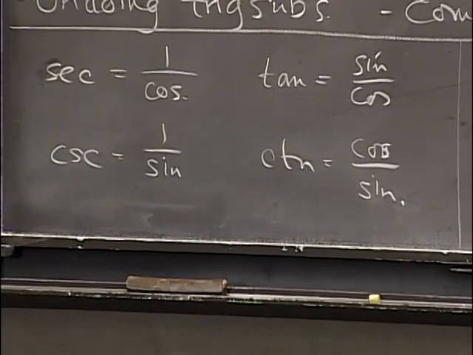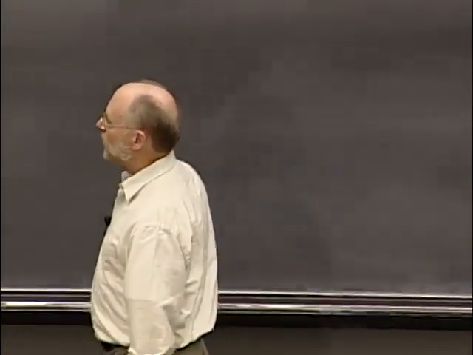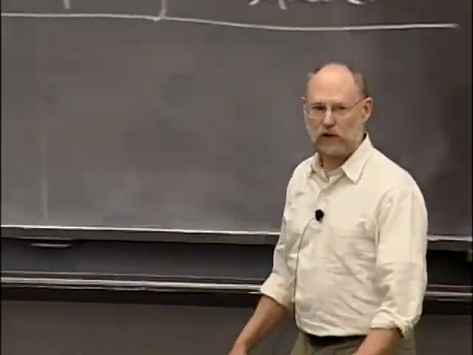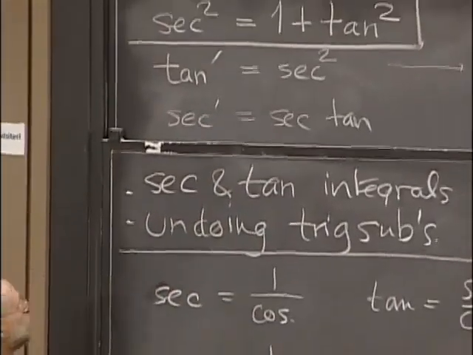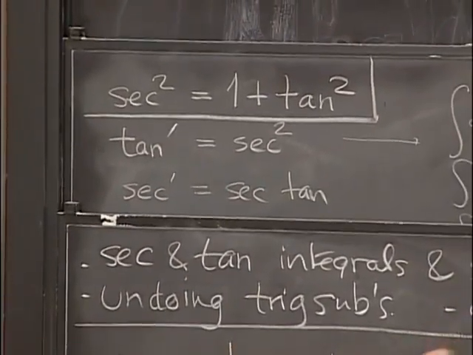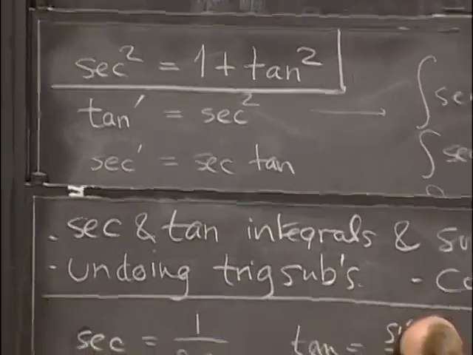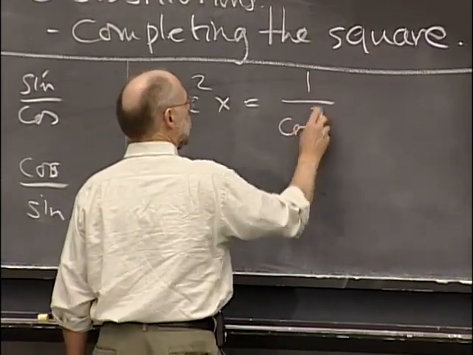Well, I have a few identities involving tangent and secant up there on that little prepared blackboard above. Maybe I'll just go through and check them out to make sure that we're all on the same page. So I'm going to claim that there's this trig identity at the top: secant squared is 1 plus tangent squared. So let's just check that out.